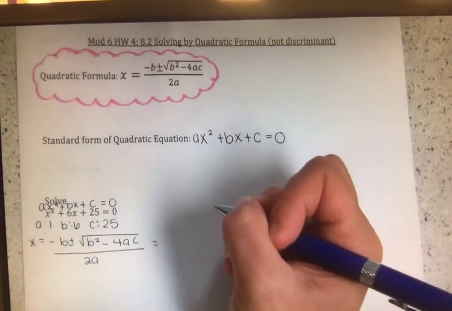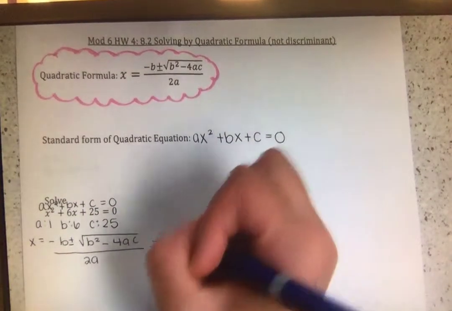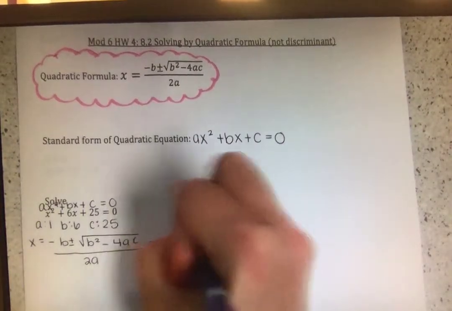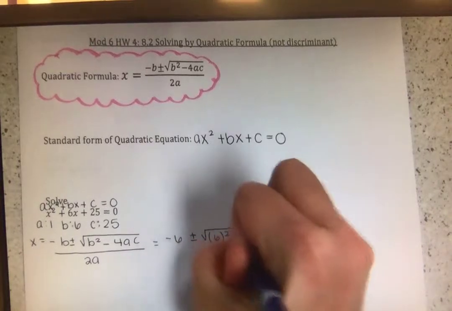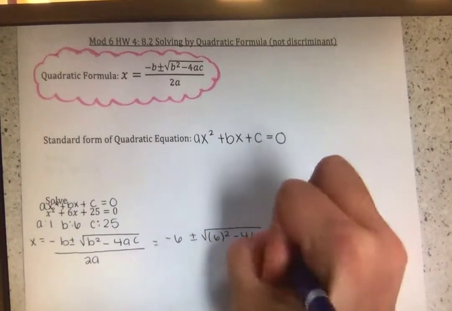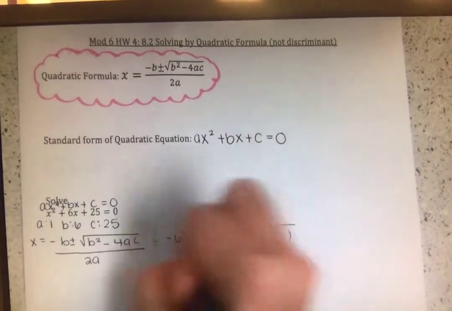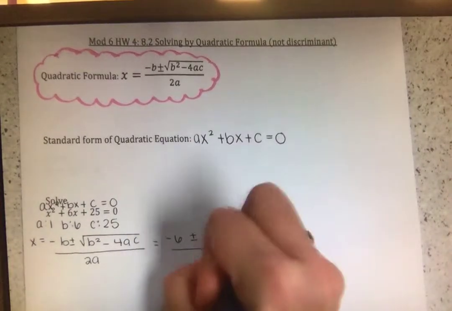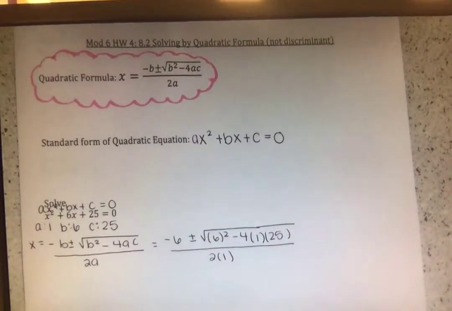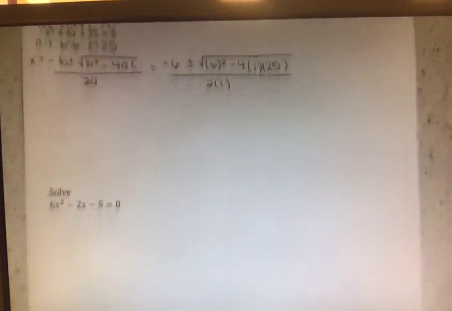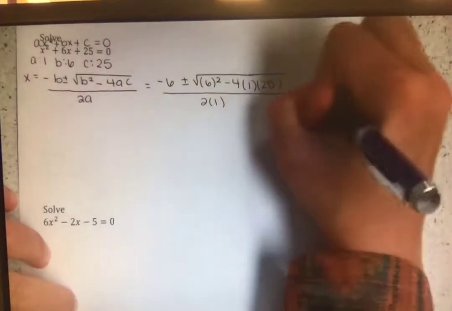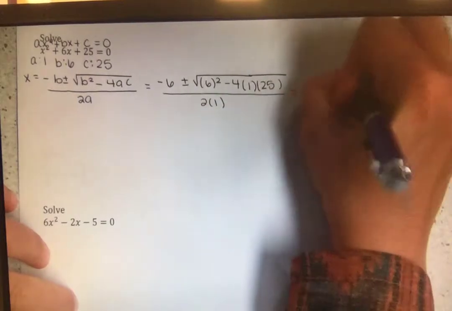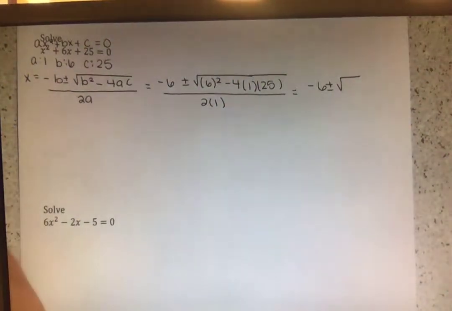I'm going to plug in b is 6, a is 1, and c is 25. So negative 6 plus or minus the square root of 6 squared minus 4 times 1 times 25 all over 2 times 1. So now that we plugged in our a, b, and c values, all we have to do is simplify. So we have negative 6 plus or minus the square root. Underneath the square root, we have that stuff.